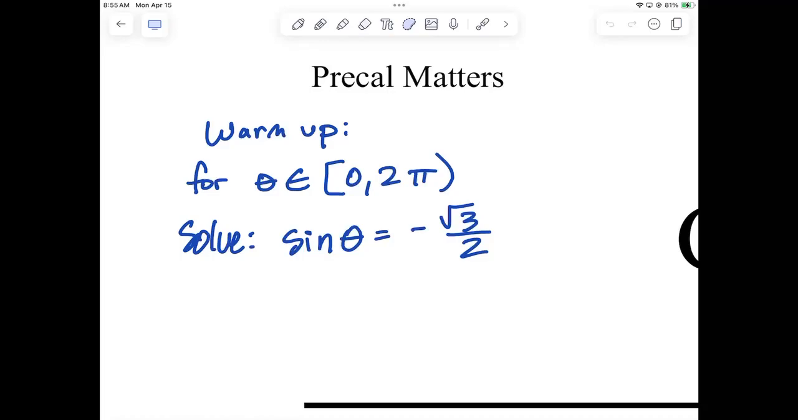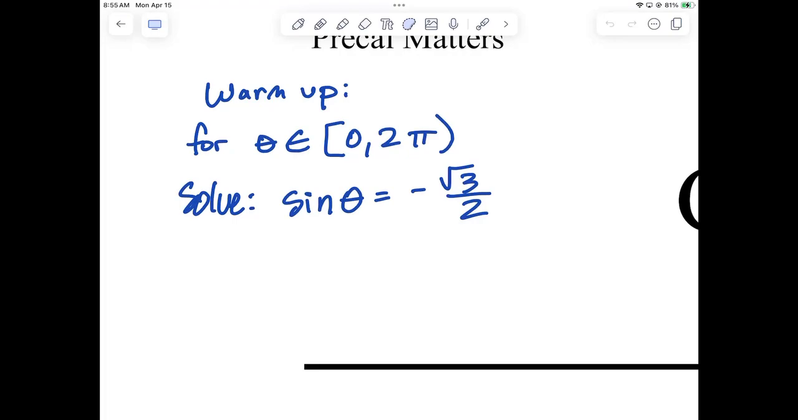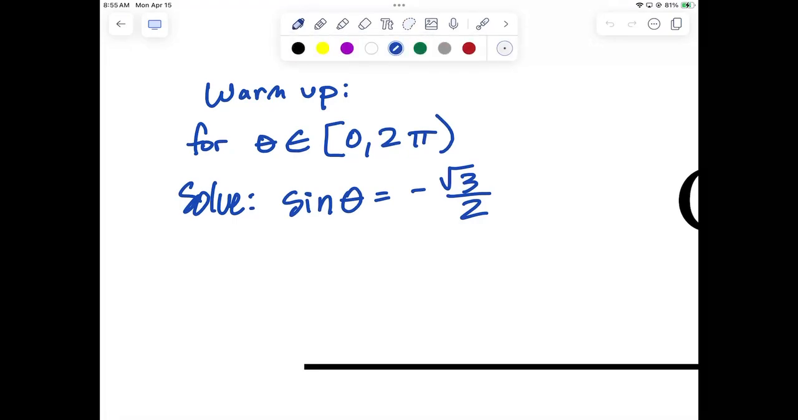All right, so let's do this little warm up here. For theta between 0 inclusive and 2 pi non-inclusive, solve. We want sine of theta to be equal to negative square root of 3 over 2. So that means that there's how many solutions here based upon our unit circle knowledge? There's 2. What's the first angle where sine is negative square root of 3 halves? 4 pi thirds. Good. That's quadrant 3. That's going to be over here.